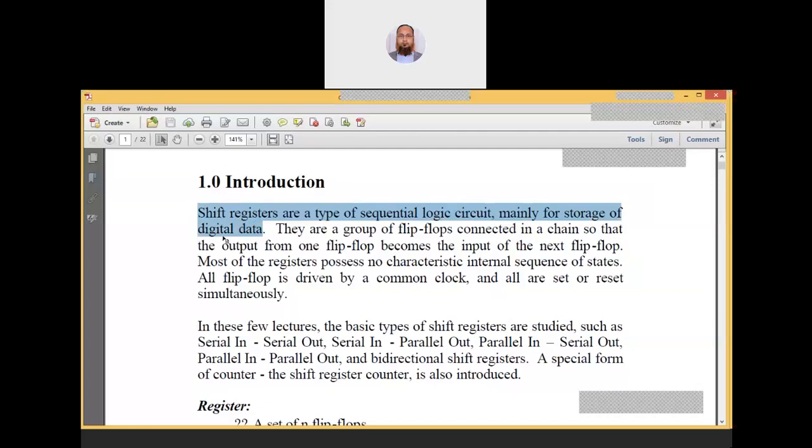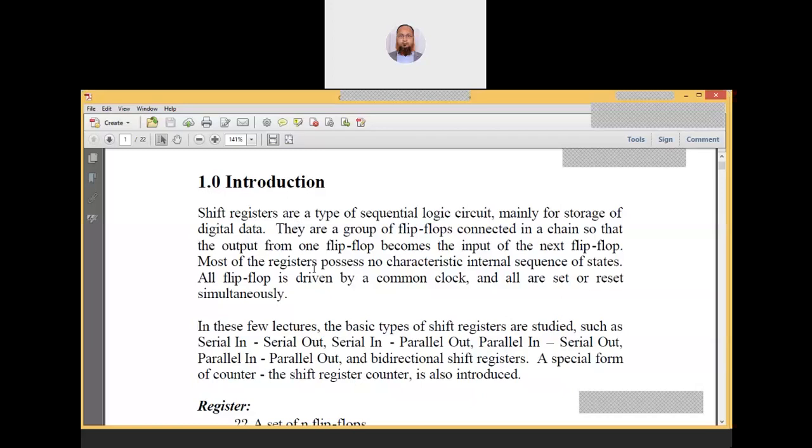They are a group of flip-flops connected in a chain so that the output from one flip-flop becomes the input of the next flip-flop. Most of the registers possess no characteristic internal sequence of states. All flip-flops are driven by a common clock and all are set or reset simultaneously. So simply you can think that a shift register is a combination of flip-flops which connect to the same clock.